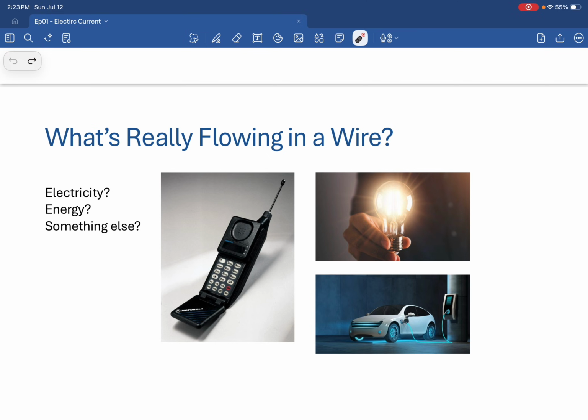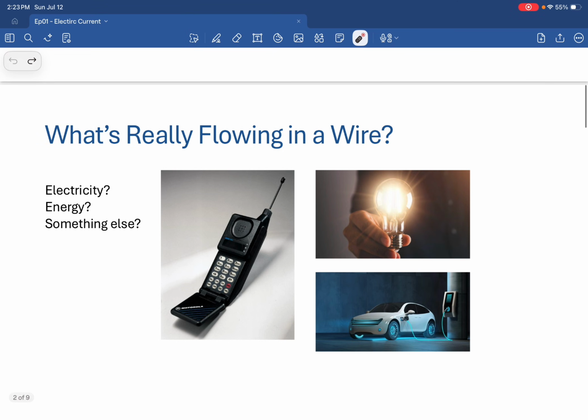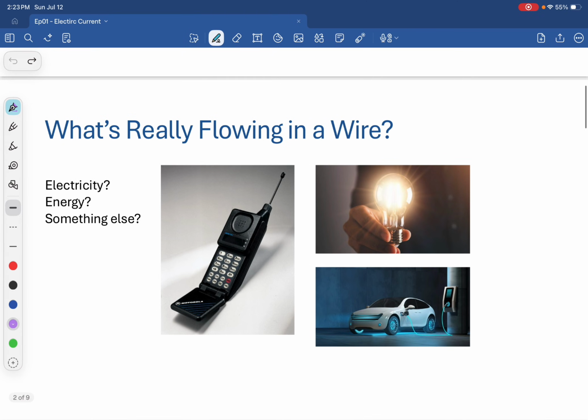Most of you might think it's electricity, which is right in a sense, but we engineers want to say it more precisely. What is flowing inside of it is not electricity, not energy. It's because of electrons.